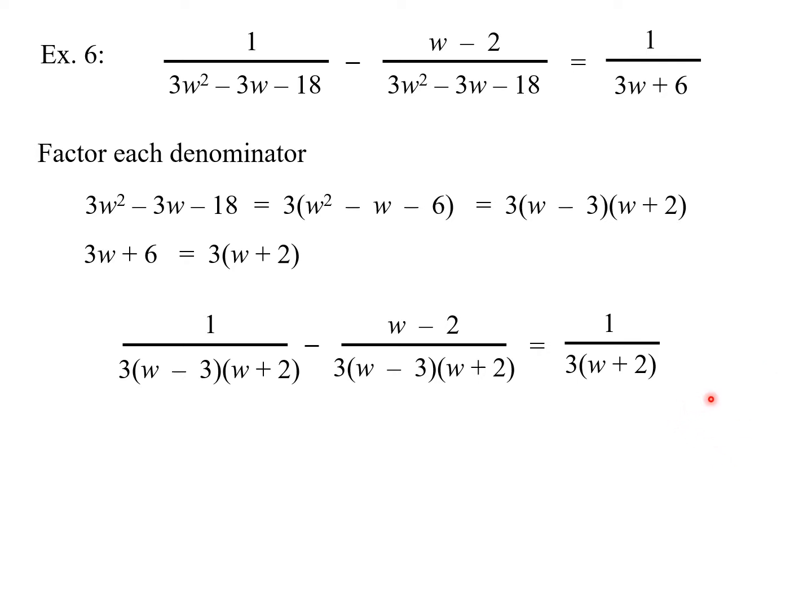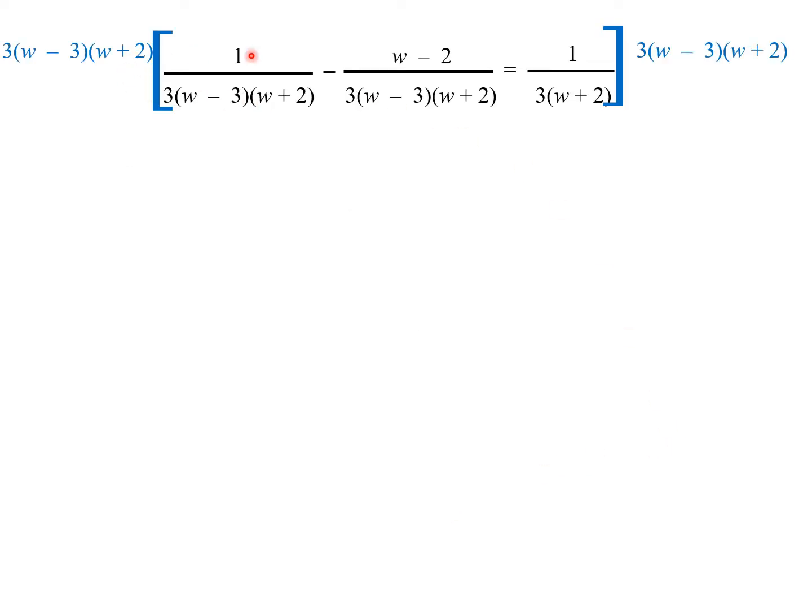Now, what are we going to multiply this thing by so that all the denominators cancel out? And if you think about it for a while, hopefully you can see that that denominator will be 3 times the quantity w minus 3 times the quantity w plus 2. So let's multiply by that. And in the first, if you look at just the first term, this entire thing cancels out this entire thing, just leaving the 1.